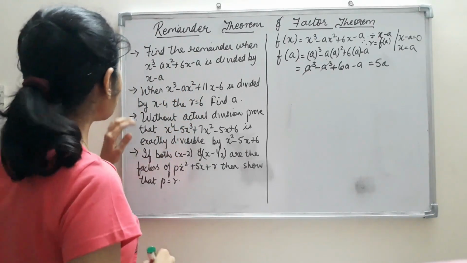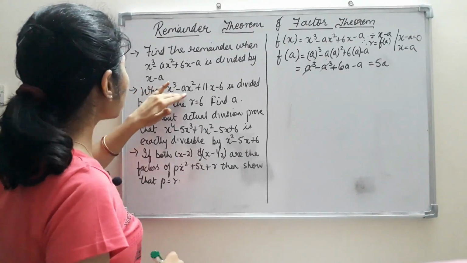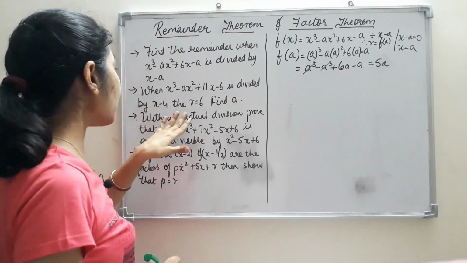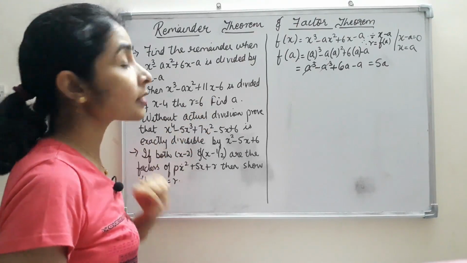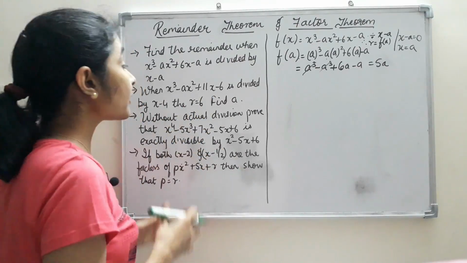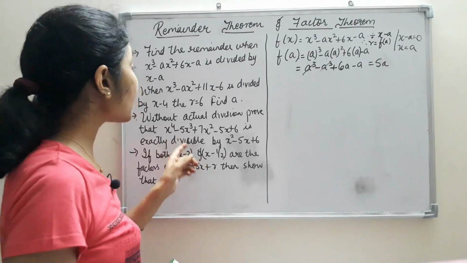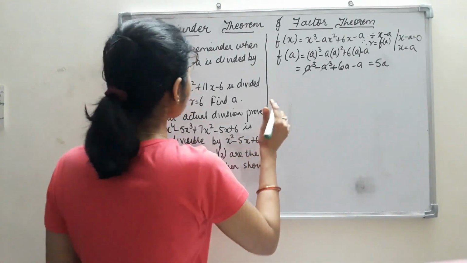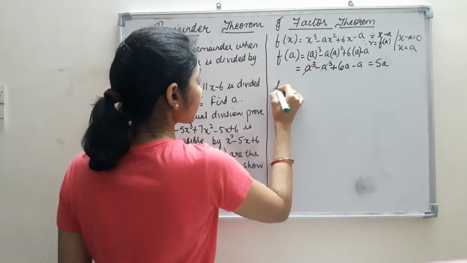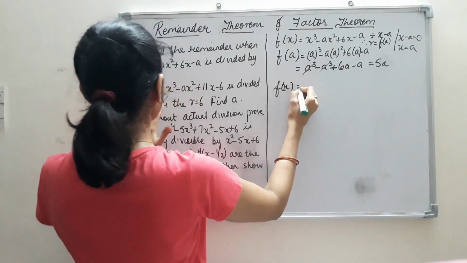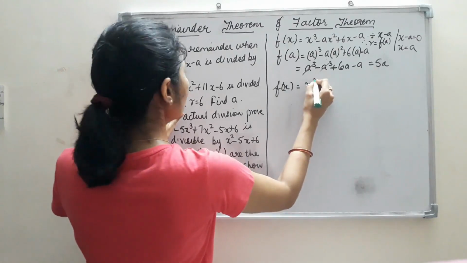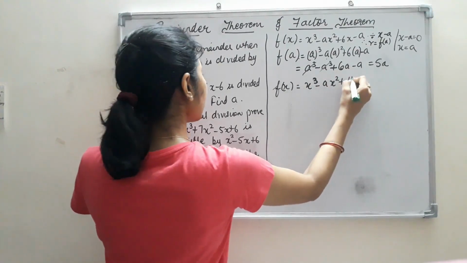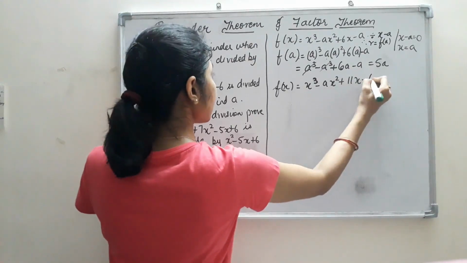Okay, let's see the next question. When x cube minus ax square plus 11x minus 6 is divided by x minus 4, the remainder is 6. Now we are already given the remainder as equal to 6, and we are supposed to find out the value of a. First of all, this polynomial f(x) is equal to x cube minus ax square plus 11x minus 6.